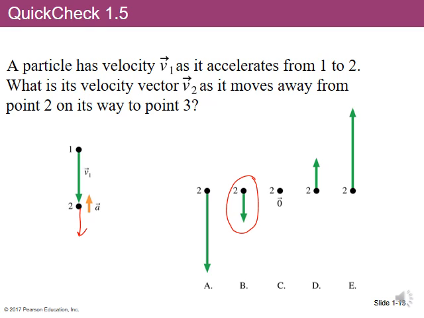What if you had an acceleration vector going down? Then it would be this one, all right, A, because then it would be accelerating, getting faster. So it would be becoming a bigger velocity in that same direction.